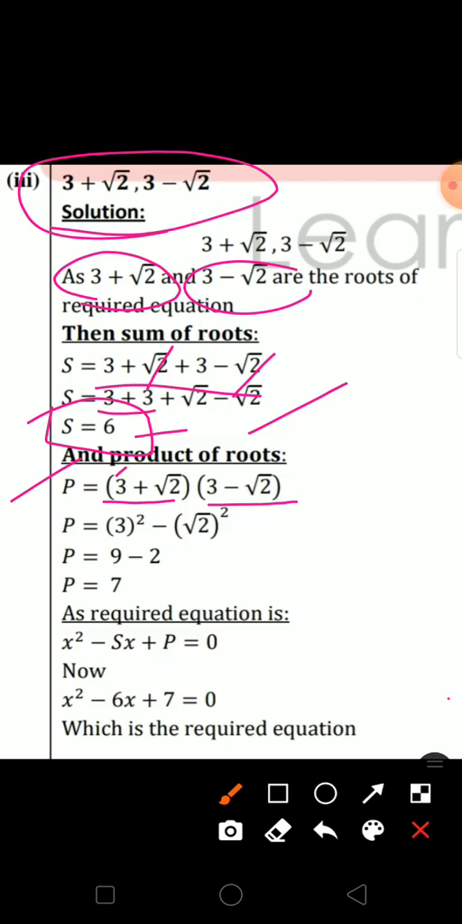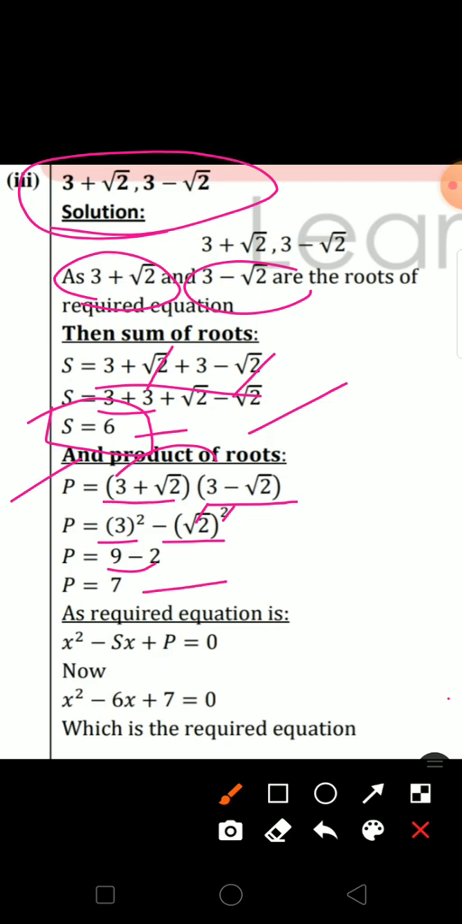मतलब अब अगर आप यहाँ पे देखो तो a plus b into a minus b it's mean कि a square minus b square. So which is a is equal to 3 and b is equal to square root 2. So 3 square is equal to 9 and square root 2 square, 2 square and square root cancel. So we get 2. So 9 minus 2 is equal to 7. So we find the sum of root and product of root also.